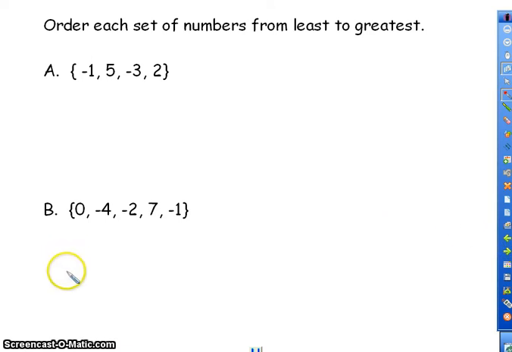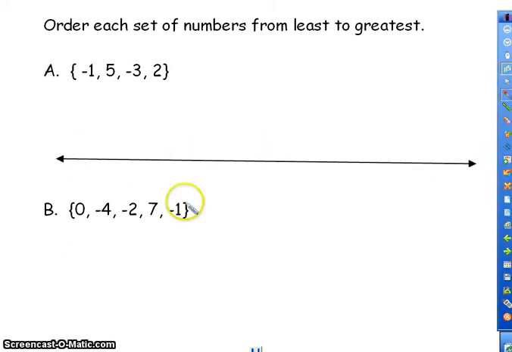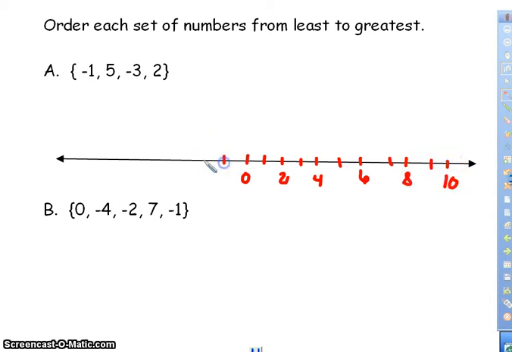So that was our comparing numbers. And now we're going to order each set of numbers from least to greatest. And as always, using a number line can be very helpful. So I'm going to go ahead and set up a number line, at least for the first one, just to demonstrate how we can use it. So I'm going to put my 0 in the middle, put my positive numbers to the right, and my negative numbers to the left.